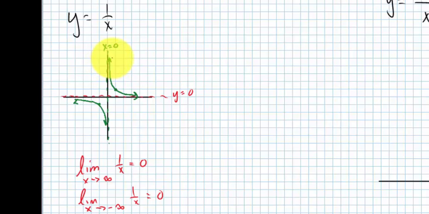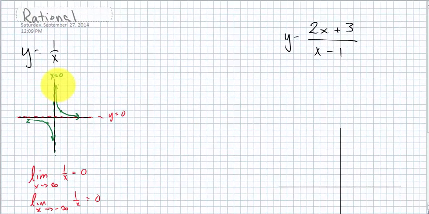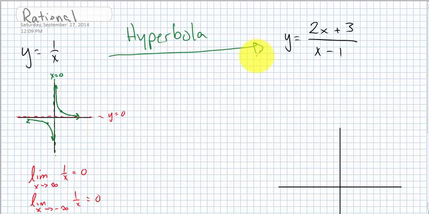This is what a rational function graph looks like. This is what we call a hyperbola. Hyperbola.